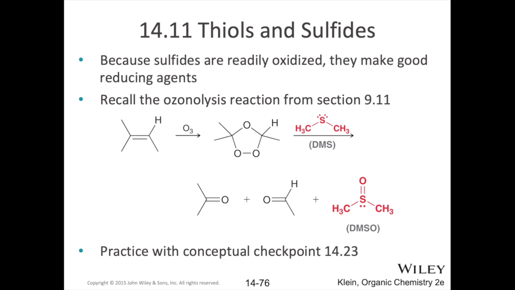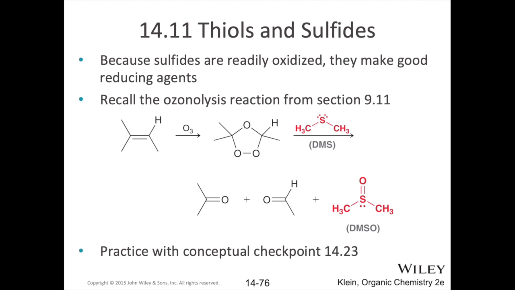All right, so in the case of sulfides being so readily oxidizable, that makes them really great reducing agents, right? Because they themselves can get oxidized so easily, they will reduce other things quite readily. All right, so if you recall back when we did ozonolysis reactions, we had dimethyl sulfide, or DMS, as the other reagent in there along with ozone. Okay, so what's the reason for that?